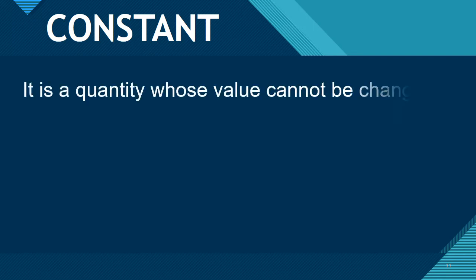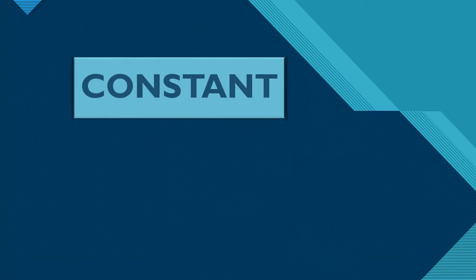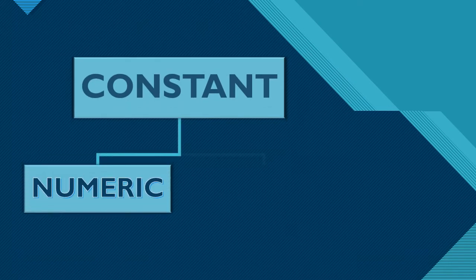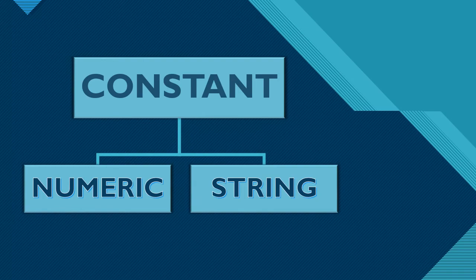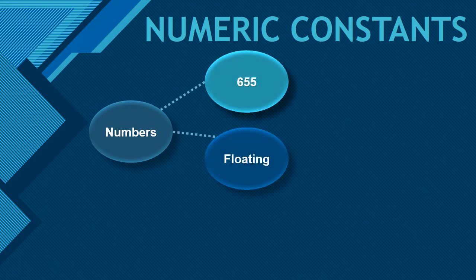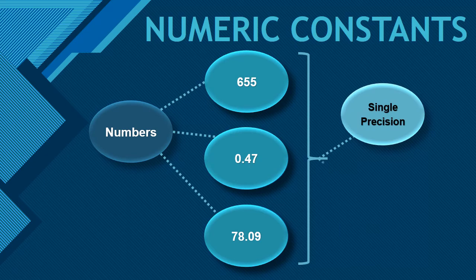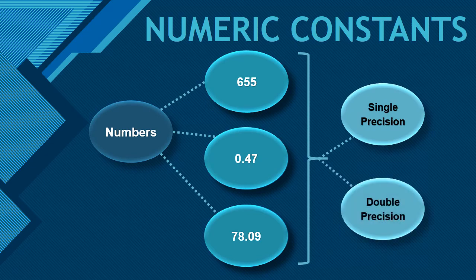You have learned variables, now it's time for constants. It is a quantity whose value cannot be changed. These are stored in the variables. For example, any text written in the double quotes or any number. So from this we have learned that constant is of two types, numeric and string. Numeric constants are the numbers. Numbers can be integers, floating point numbers, or real numbers, and these could be single precision or double precision.